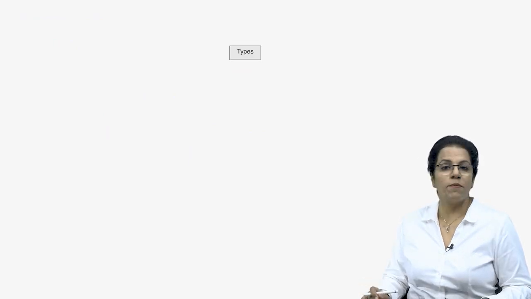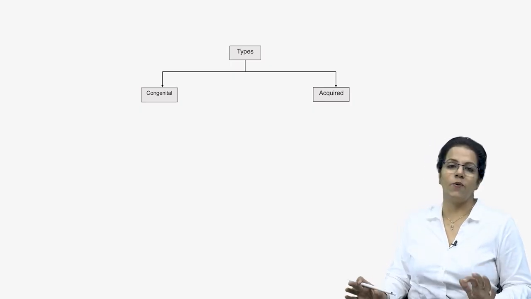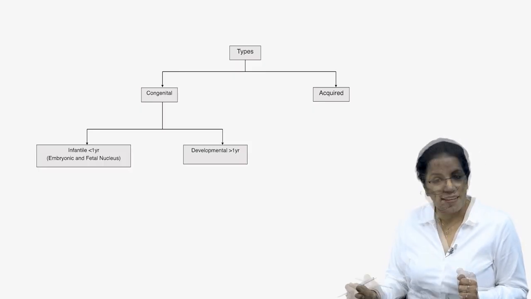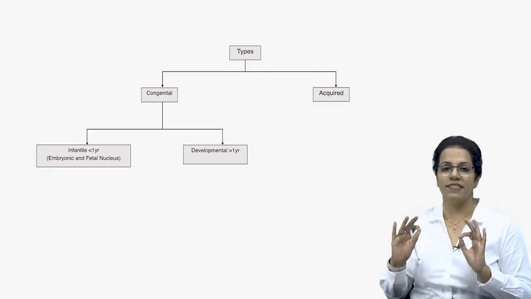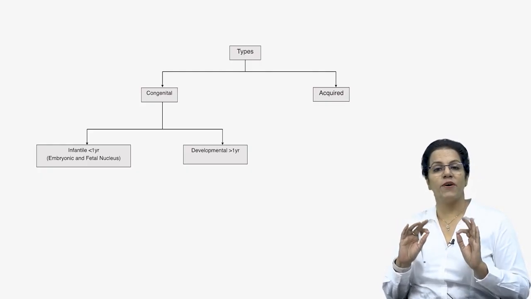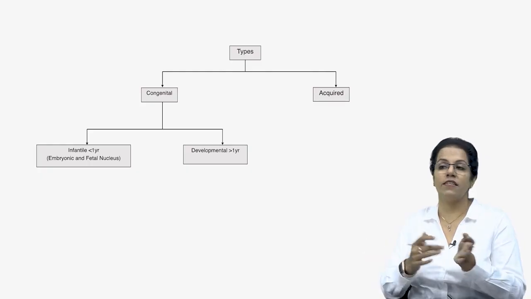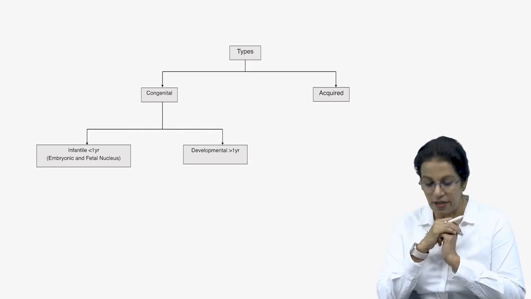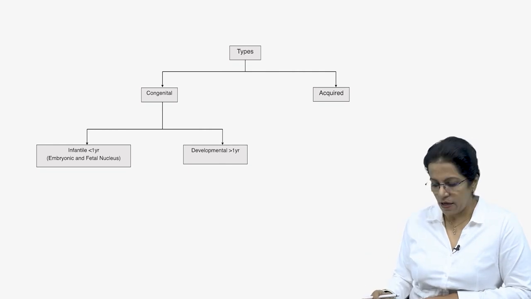So, when we talk about the types, we divide the cataract as congenital and acquired, right? Now, this congenital and acquired can be further divided. Congenital can be divided as, if it is happening less than 1 year, we call it infantile, which means mainly embryonic and fetal nucleus. Why we say so? Because it's less than 1 year. Fetal nucleus is up to 8 months, isn't it? So, you have to know this way. Whereas developmental is more than 1 year. That is called development.